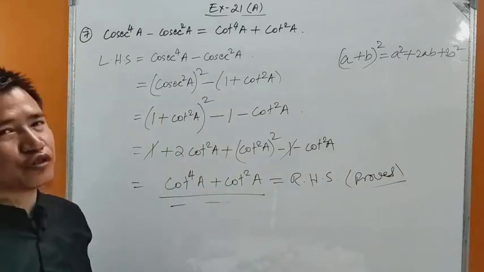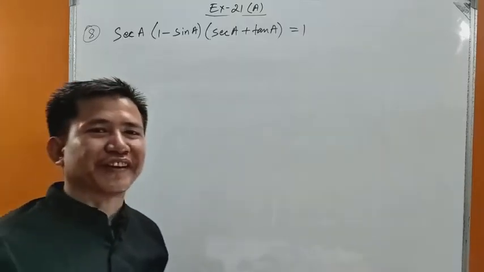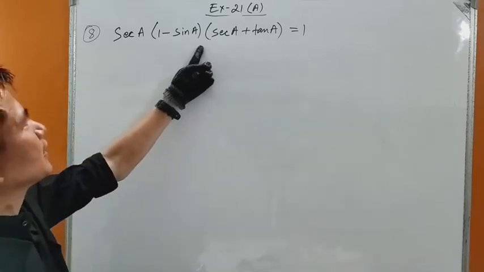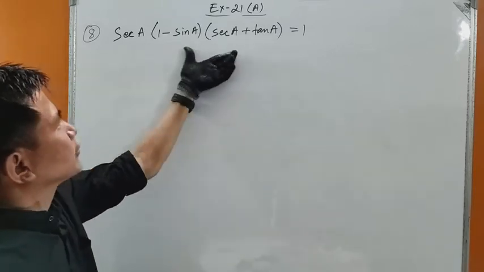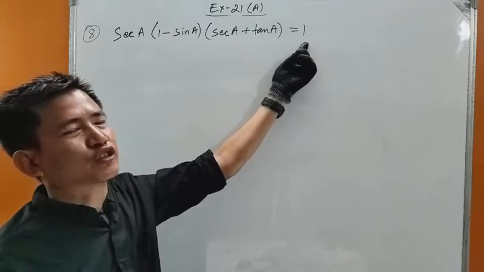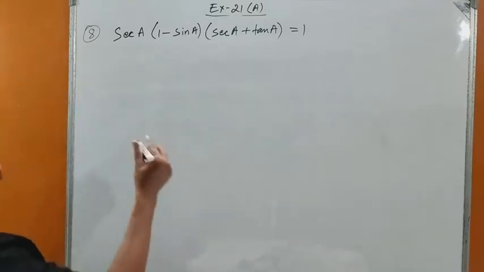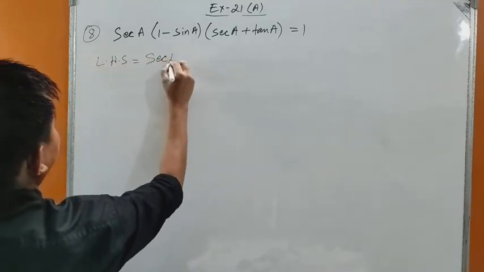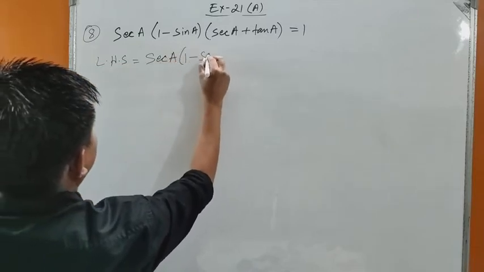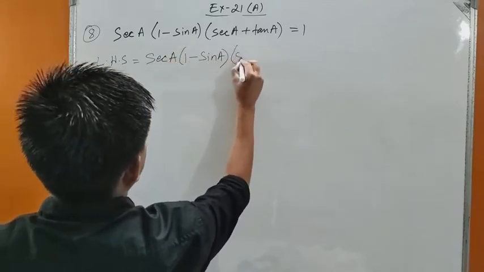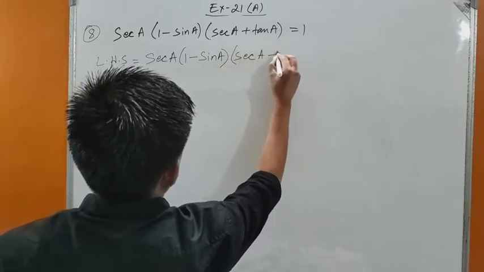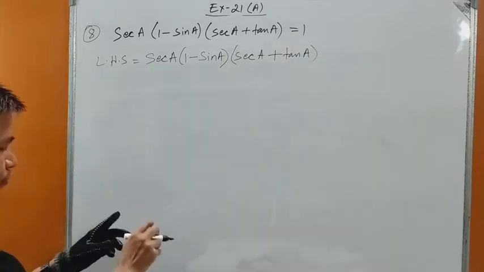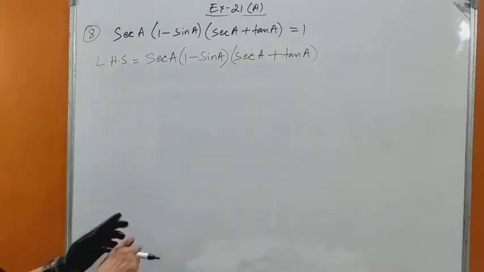Now let's move on to the next question, okay? Question number 8. Okay, now let's do question number 8. In the left hand side, we have sec a into 1 minus sin a into sec a plus tan a. So we are going to use this, and this equals to 1. We are asked to prove this equals to 1. So let's begin. Left hand side equals to sec A 1 minus sin A, whole sec A plus tan A. This is in the left hand side. We are going to use this and prove equals to 1, isn't it?